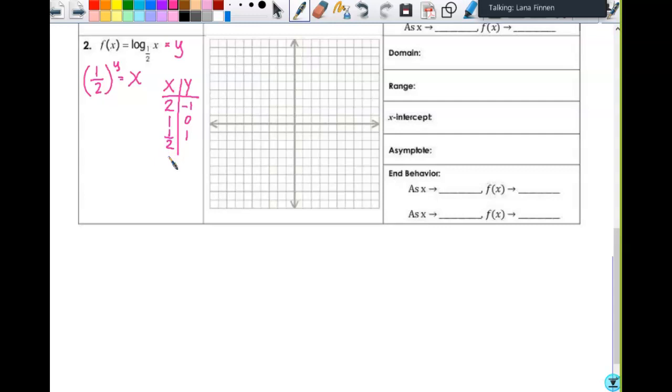So now when I plot them the same old way I always have, x, y. So I'm going to go to 2, -1, 1, 0, and 1/2, 1. I don't have any horizontal translations. I'm not moving left or right any. So my asymptote stays at x equals 0. And my function looks like this. Okay. Any questions at all?